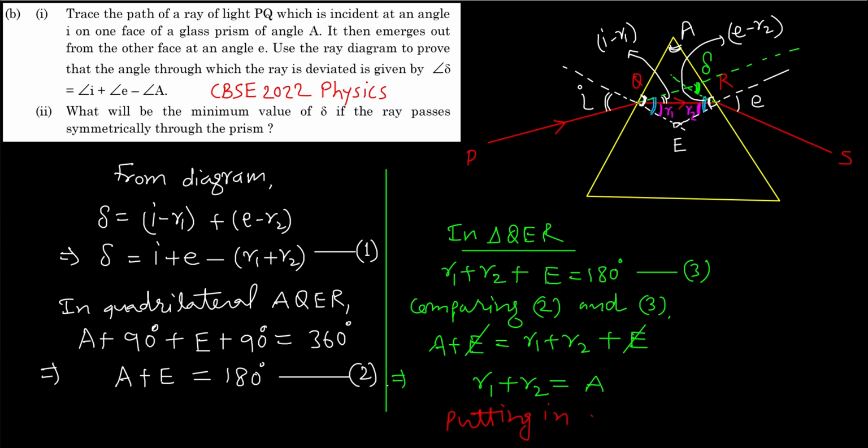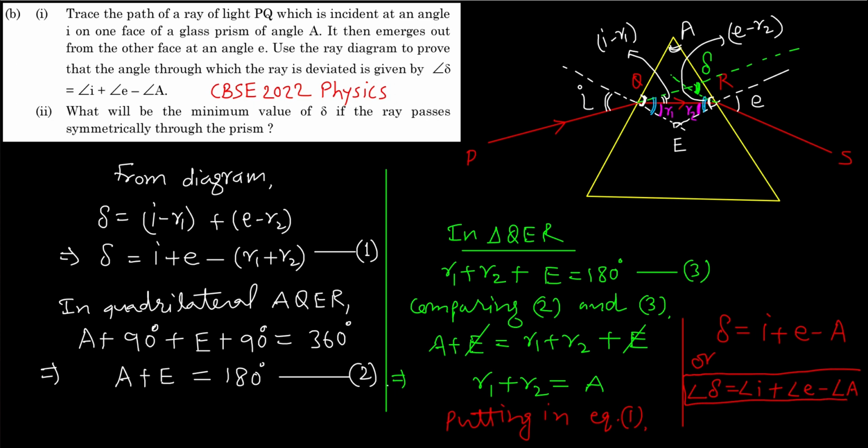Putting R1 plus R2 equal to A in equation 1, you will get delta is equal to I plus E minus A, or you can write it with angle signs also. So it will be angle delta is equal to angle I plus angle E minus angle A. This was the expression which we had to prove, and you can match, this is the same thing which we had to prove. So this was the first part of the question.